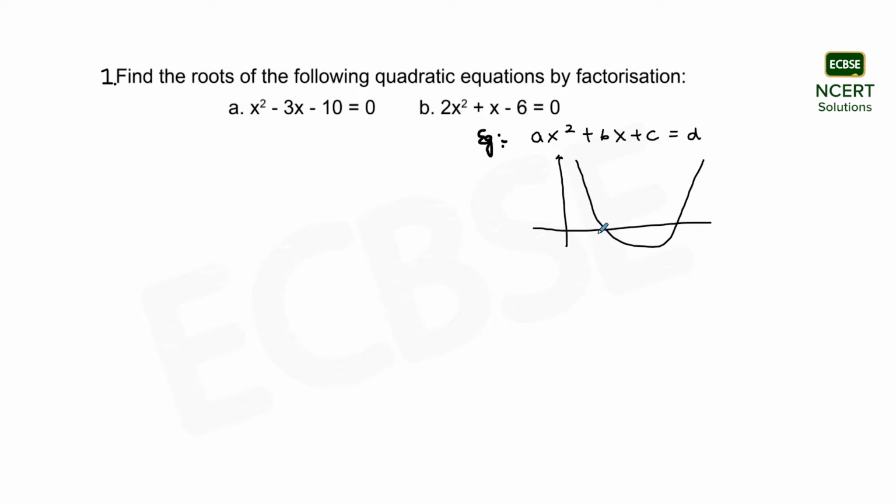Here we can see clearly that this graphical representation cuts the x-axis, that is the horizontal axis. I hope it is clear that the horizontal axis is called the x-axis and the vertical axis is called the y-axis. This graph of the quadratic equation cuts the x-axis at 2 points, this and this one. Let these be denoted by x1 and x2.